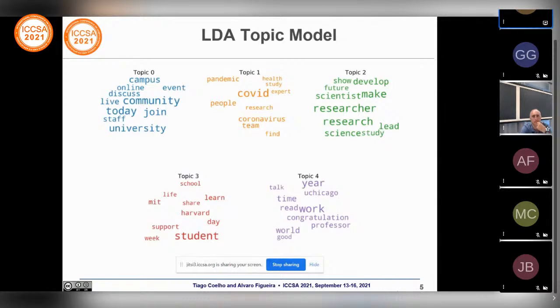If we interpret the identified areas, we can see that topic 0 seems to be related to events, as can be confirmed by words like event, join, live, today, etc. Then topic 1 and topic 2 represent health, or public health, and research, respectively. Topic 3 can be identified as education, as can be confirmed by words like learn, student, school, etc.